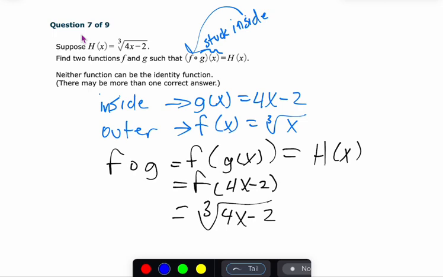Kind of makes sense a little bit? Okay, so you're just undoing a composition. What's in the inside, that's your G. What's the outside function? If it was simpler, that's your F.